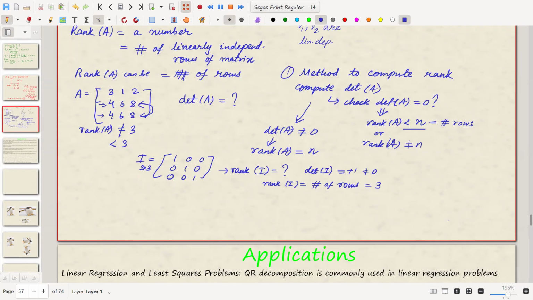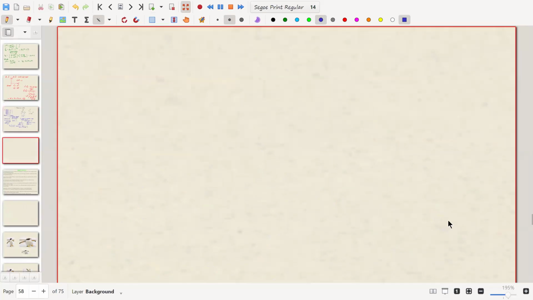Now I think we'll do an example just so that you get a hang of it. Okay, so let us take this matrix. To find the rank of A, what's the first step you should do? Compute the determinant, right? So compute the determinant and let me know the rank of A.